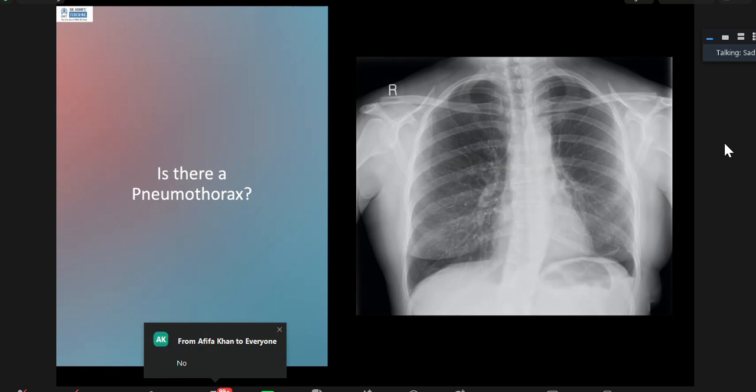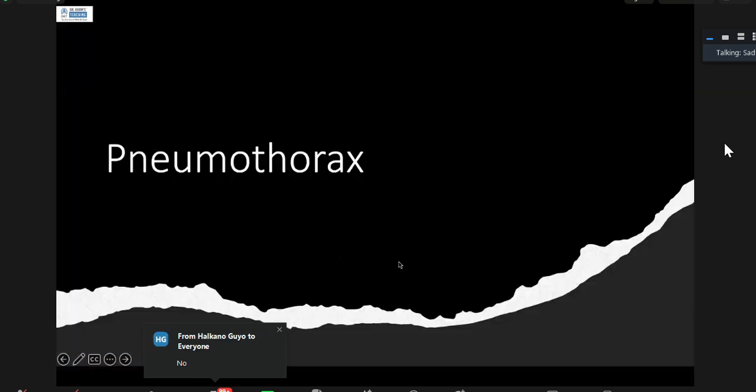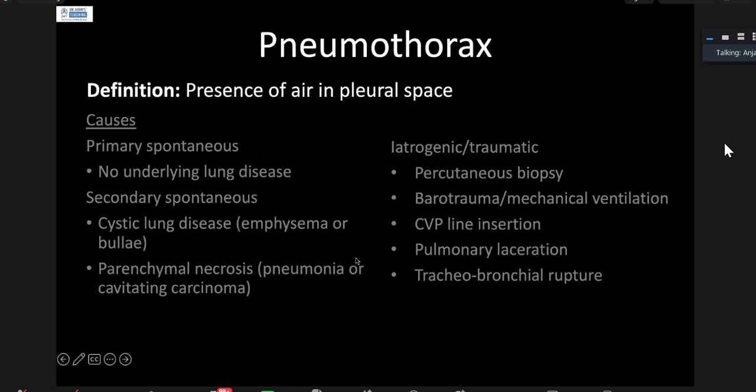And Dr. Sujit, if we can have the next slide. And then back to Dr. Sujit. Thank you, Sadia. So that was the last question of the quiz. So we are moving on to the first pleural pathology, pneumothorax. So by definition, what we mean is presence of air in the pleural space.